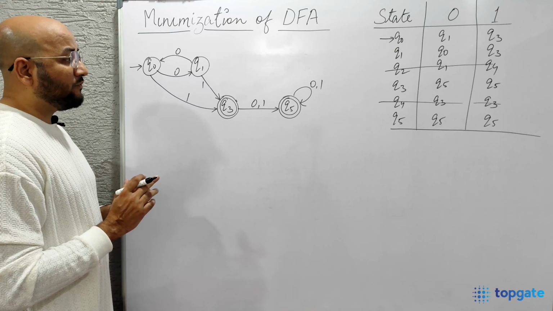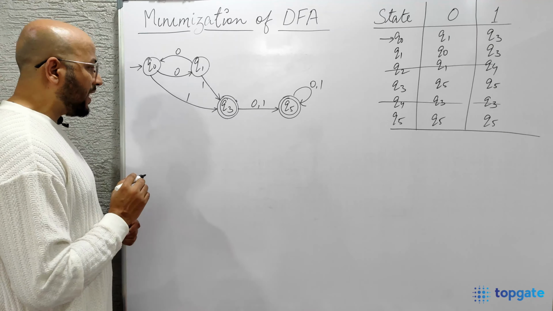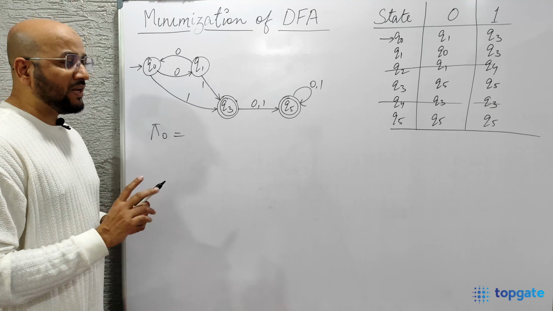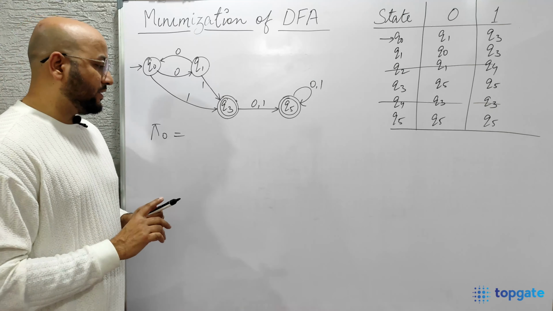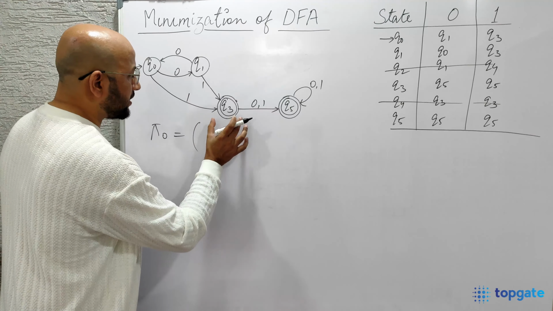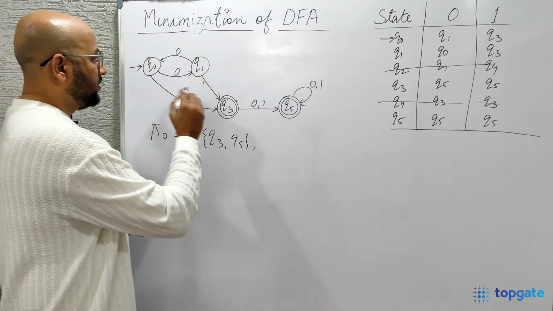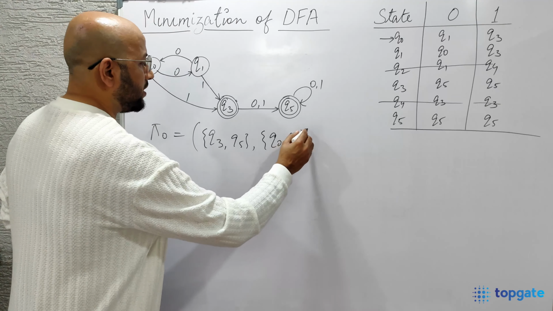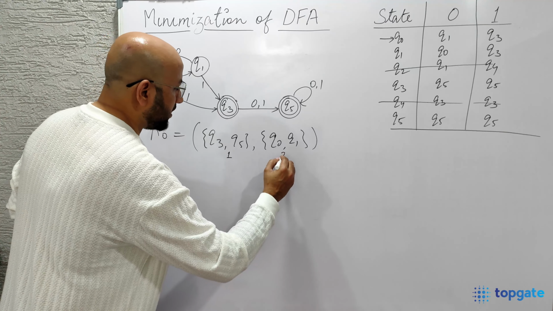Second step says that we have to make 2 sets of final and non-final states. That will be called pi 0. Now pi 0 is the 0 equivalence. So in pi 0 we'll have 2 sets. One set will be the set of non-final states, and one set will be the set of final states. Here we can see that the final states are Q3 and Q5. So I'll make Q3 and Q5 one set. And next I have Q0 and Q1, both of which are non-final states. I'll call this set number 1 and this set number 2.